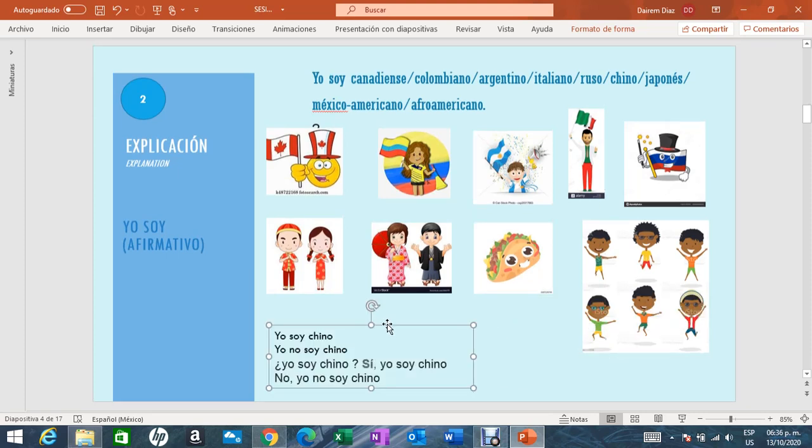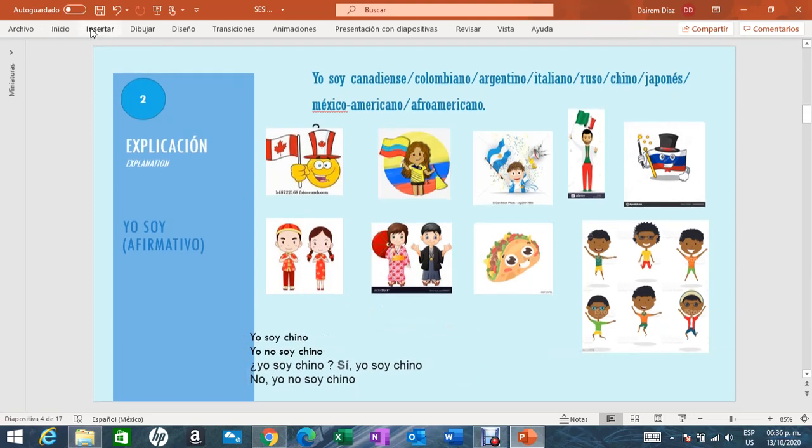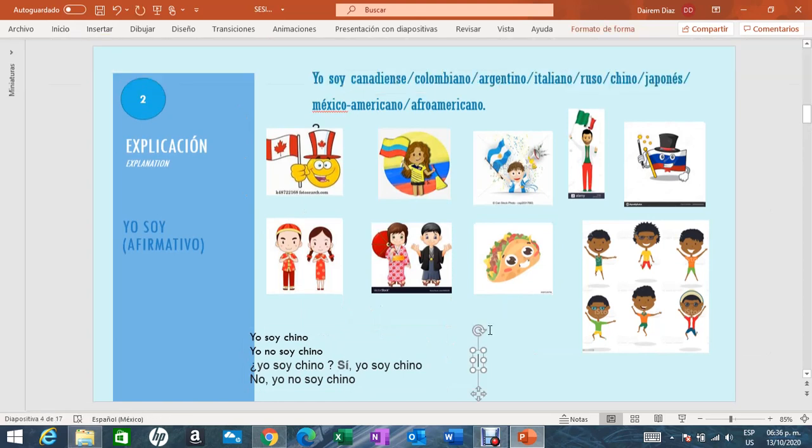Let me move this one here. Two text boxes, because it's kind of difficult to write down here if the format keeps changing. I'm gonna leave this one here.